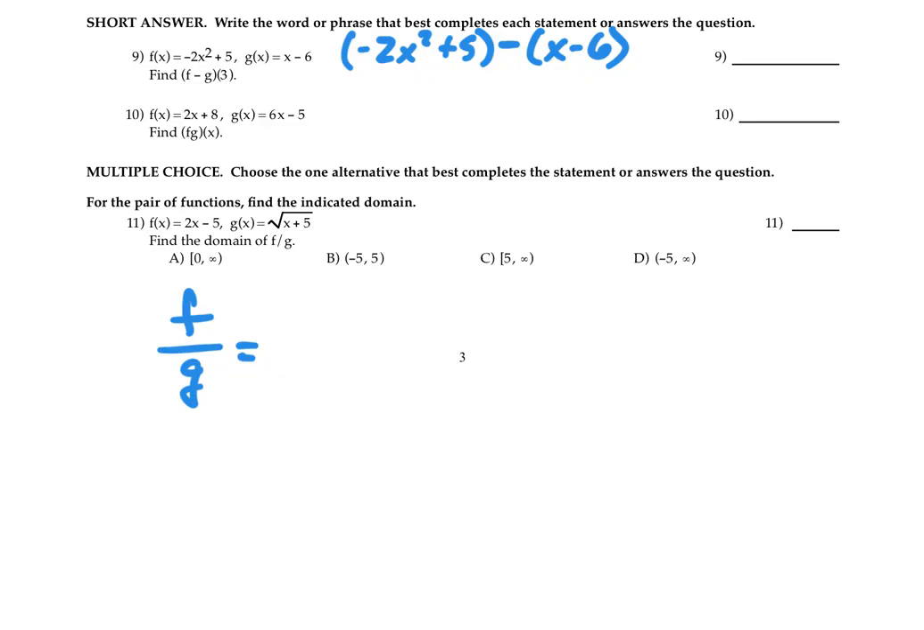F is 2x minus 5. G is the square root of x plus 5. And so one of the things we talked about last week is when we do domain, what two things are we on the lookout for that restrict our domain? Radicals and what else?